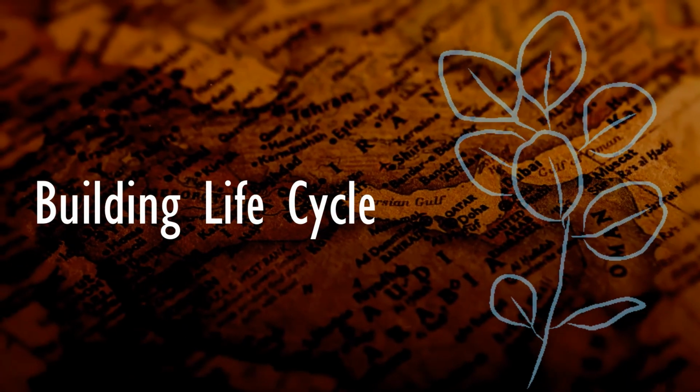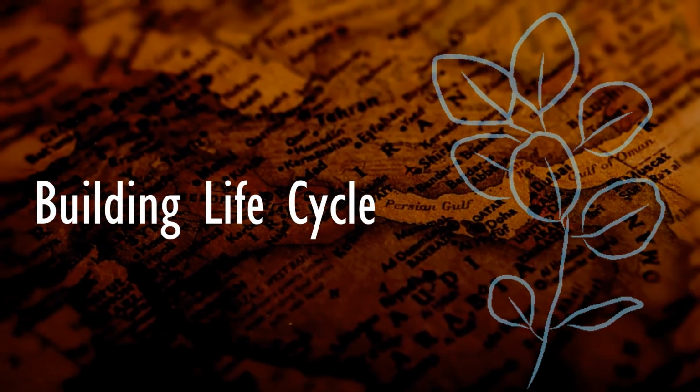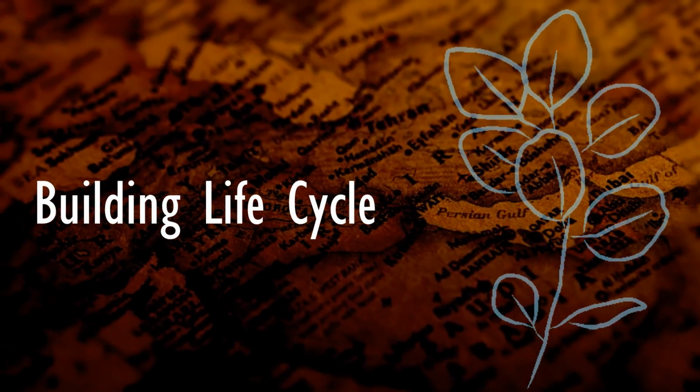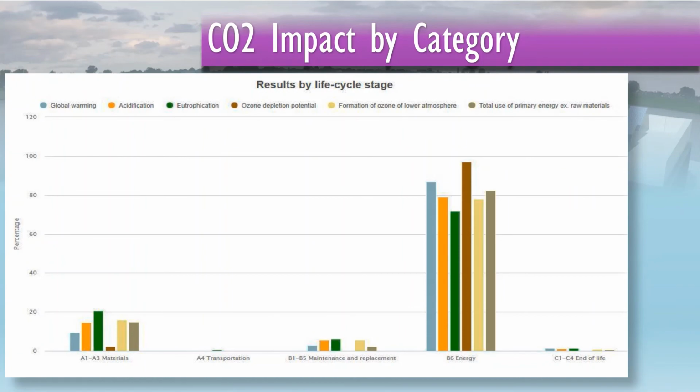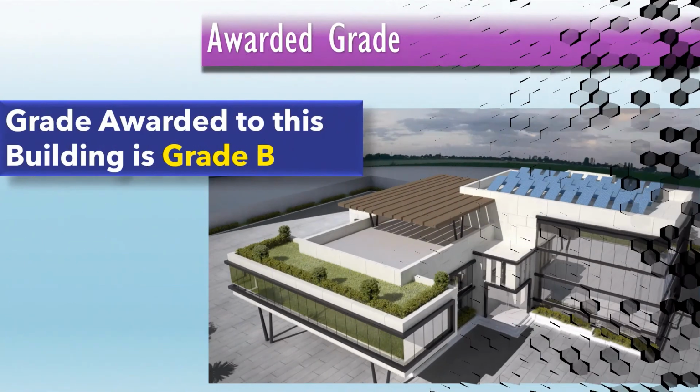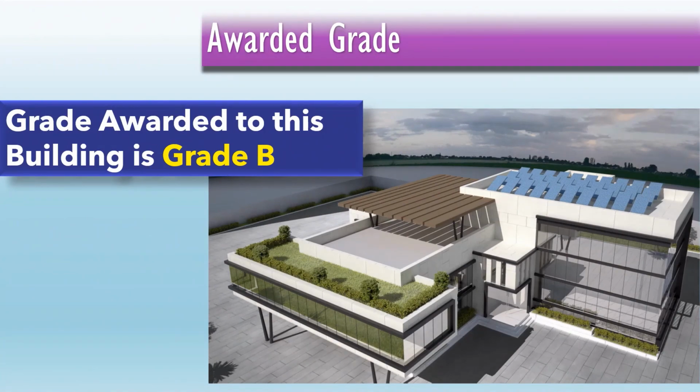Life cycle analysis allows us to evaluate the environmental impact of buildings. Energy consumption has the most impact on the environment. The building generates 4,240 tons of CO2 equivalent per year, with 49.87 kg of CO2 equivalent per square meter, and a social cost of carbon of 950,000 dirhams. The grade awarded to this building is grade B.